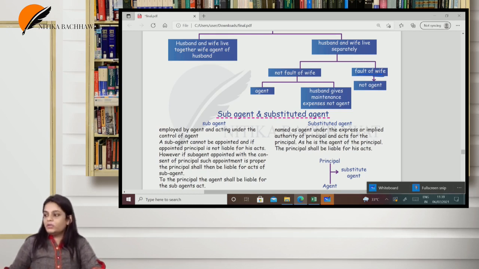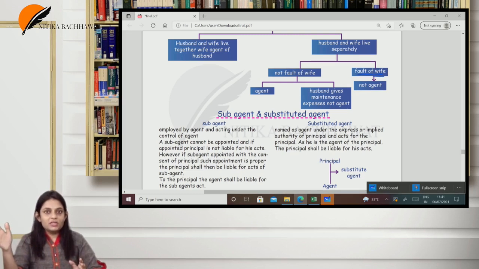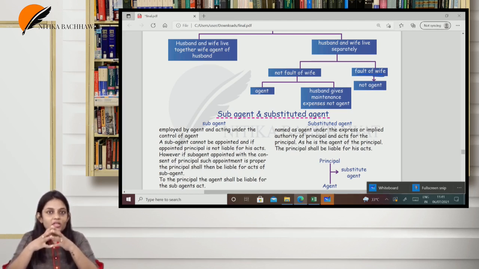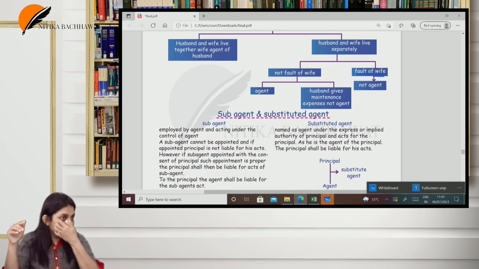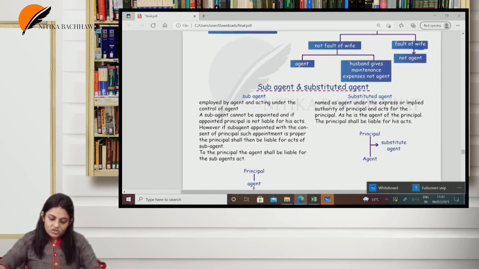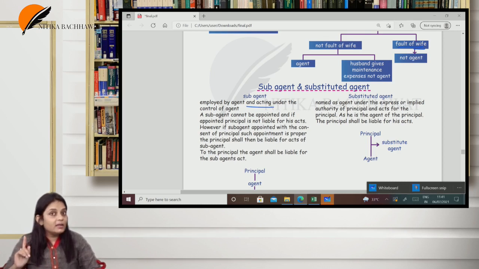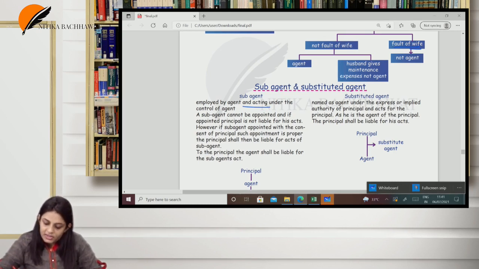Yes. Can we move to the next part, sub-agent and substituted agent? Now, what is a sub-agent? When the agent appoints another person as an agent, he is the sub-agent. Whereas a substituted agent is, the basic difference is, the sub-agent is not the agent of the principal. He is the agent of the agent. Whereas a substituted agent is the agent of the principal. He is directly under the control of the principal. A sub-agent is employed by an agent and acts under the control of the agent, whereas the substituted agent is named as an agent under the express or implied authority of the principal and acts for the principal.